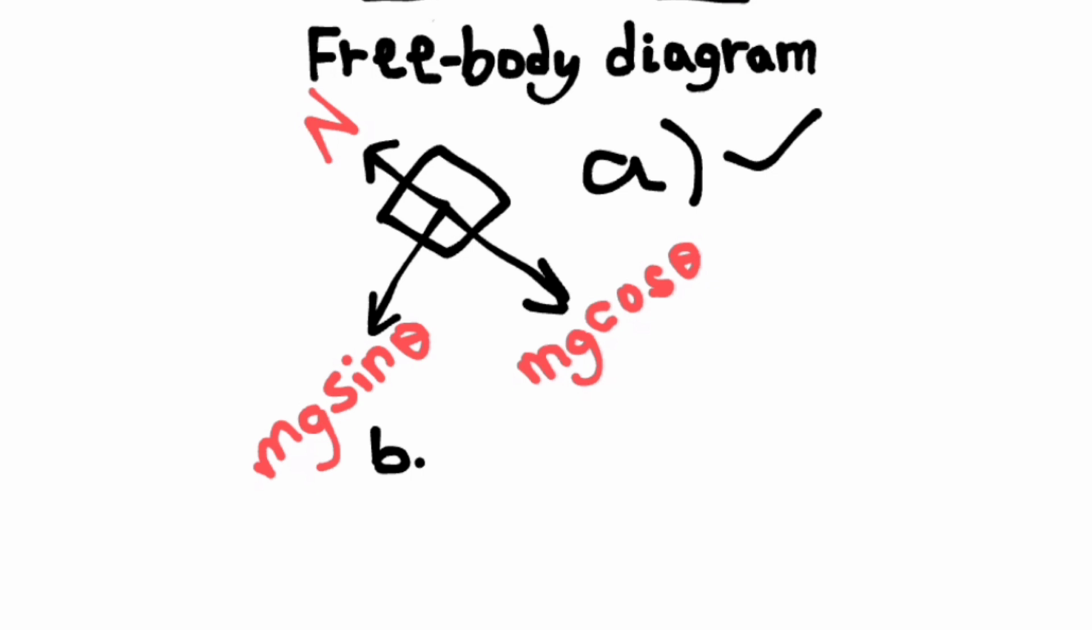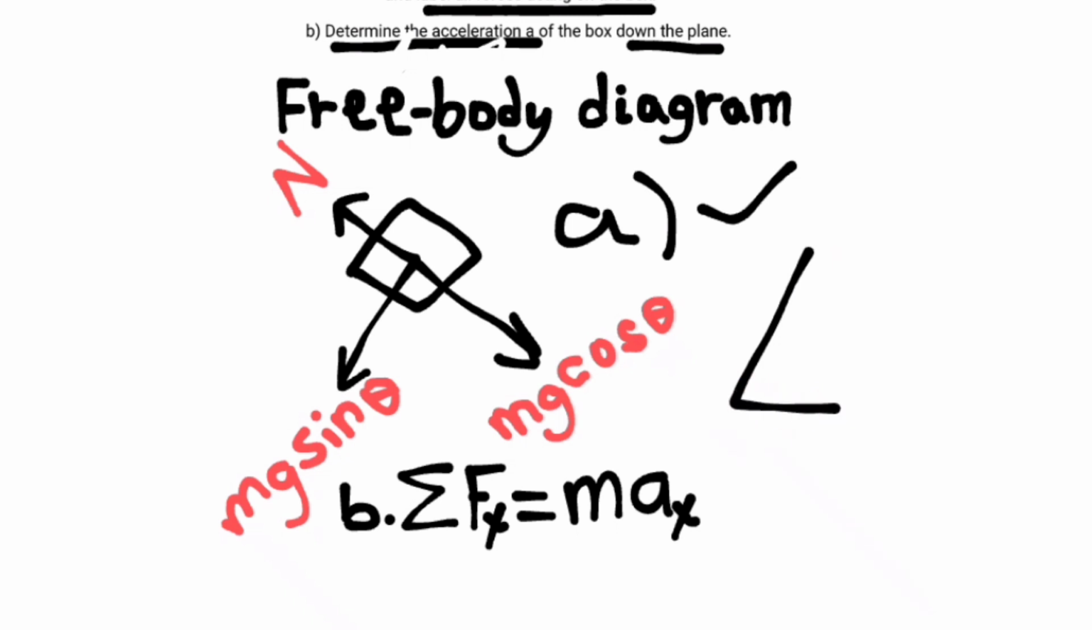As I told you previously, the only force responsible for the motion of the body is mg sin theta, because the object moves only along the inclined plane. It doesn't move in any other direction. So we use Newton's second law to find the acceleration. When we use Newton's second law, we can consider the direction along the inclined plane as x and the perpendicular as y.